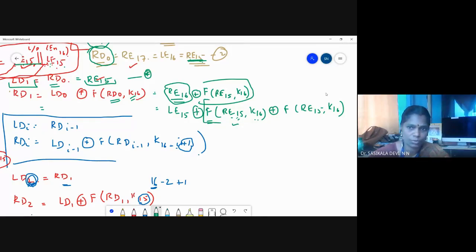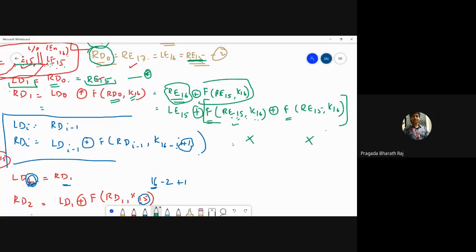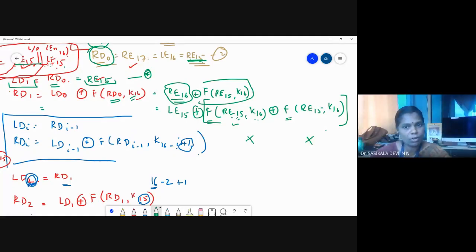Now take this XOR operation alone. This is one input to the XOR operation, and this is the other input. Both inputs are the same because the function remains the same. I said already, the encryption and decryption function remains the same. It's a symmetric function, the same function repeated again and again for every round. So both the functions and both the parameters are the same, so you will get the same output. F of RE15 comma K16 XOR F of RE15 comma K16, that is x XOR x, which is 0. So this entire component will be null.